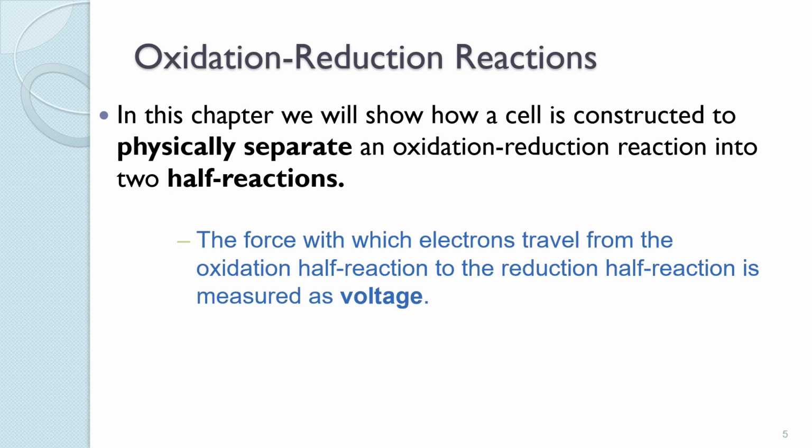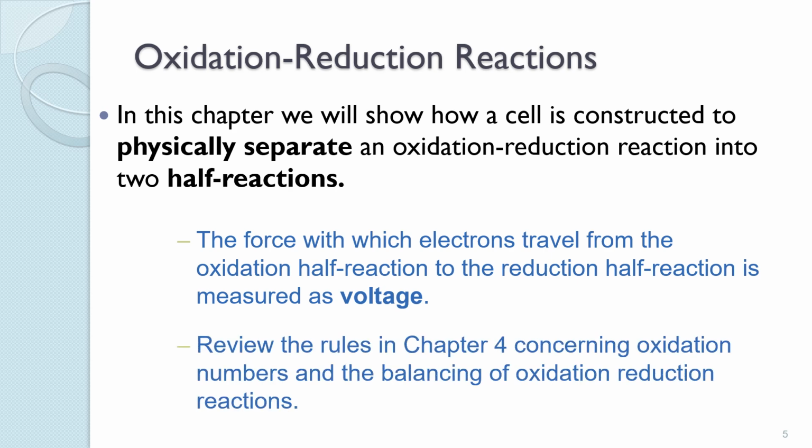And then the electrons travel from where the compound is oxidized to the side where the compound is reduced, and electricity moves across that. The electrons travel, and it is measured as voltage. So that's where we can get the electrical work out.